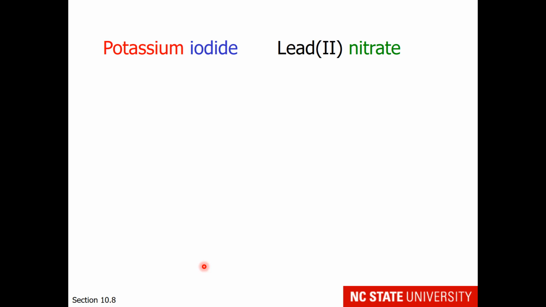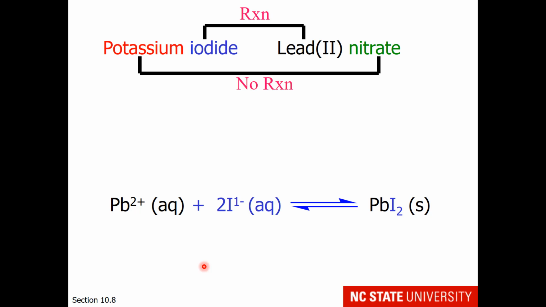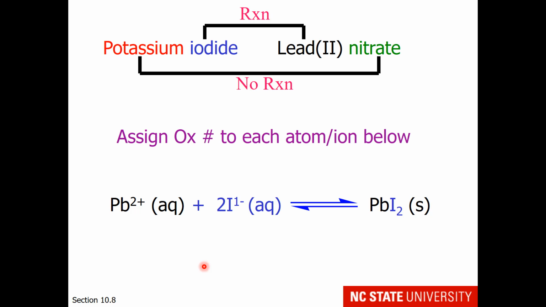To describe redox to you, I first need to contrast it with precipitation. If we have solutions of potassium iodide and lead 2 nitrate, potassium nitrate will not precipitate, but lead 2 with iodide has a reaction. When we write that net reaction, we start with lead 2+ ion in the aqueous phase and 2 iodide ions in the aqueous phase, going to our neutral precipitate lead 2 iodide, which is in the solid phase. Let's assign oxidation numbers to each atom or ion below.